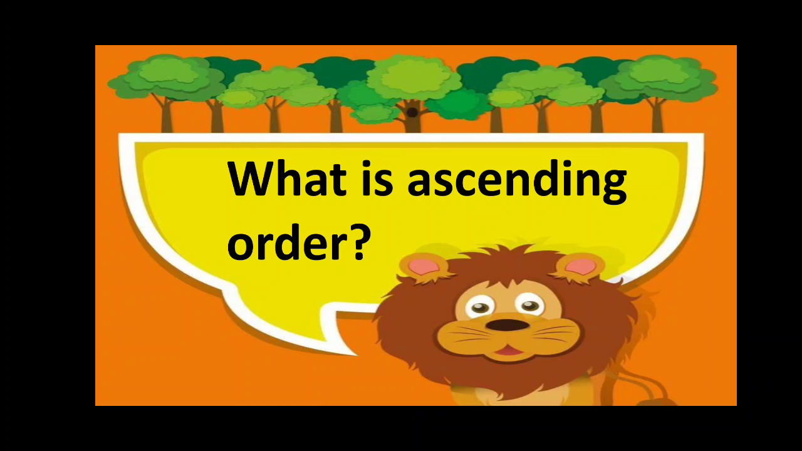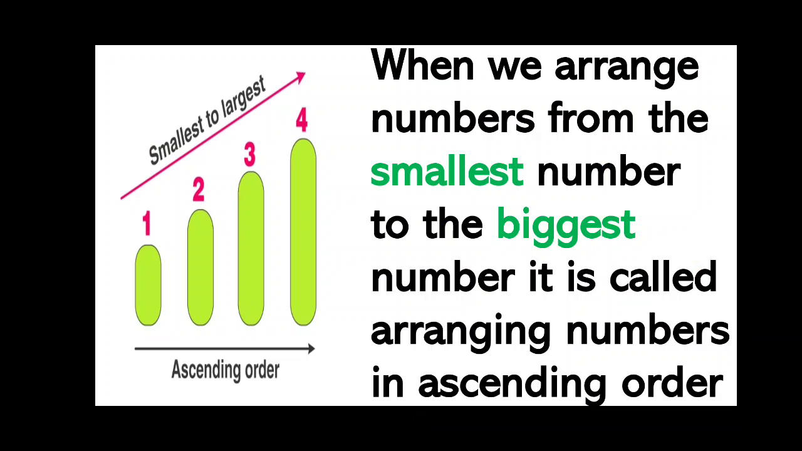What is ascending order? Let us help Sheru to know and understand what ascending order is. When we arrange numbers from the smallest number to the biggest number, it is called arranging numbers in ascending order.